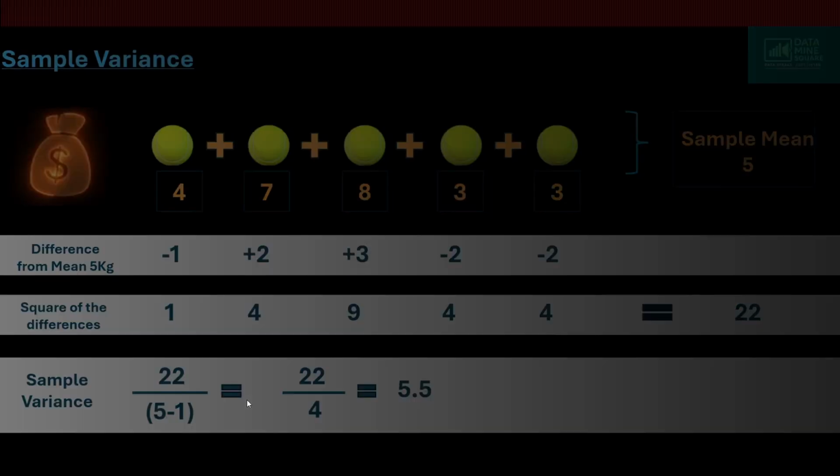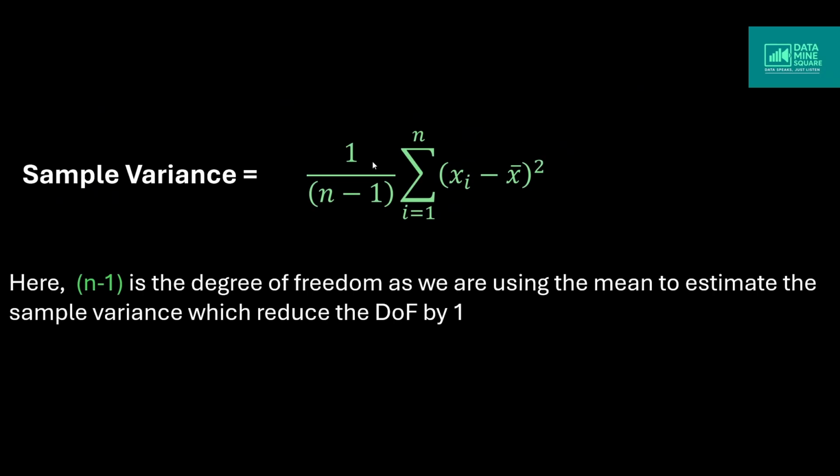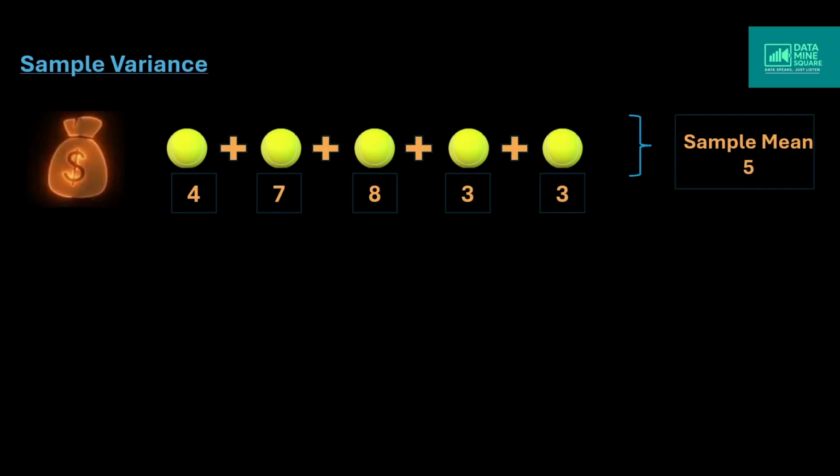Now you must be thinking, why n minus 1? Because in calculating sample variance, we are using the sample mean, and we just saw that when we estimate the sample mean, it reduces the degree of freedom by 1. That is why we are using n minus 1 and not n. Now we will see how much degree of freedom sample variance consumes. Like we saw sample mean consumes 1 degree of freedom, how much will sample variance?